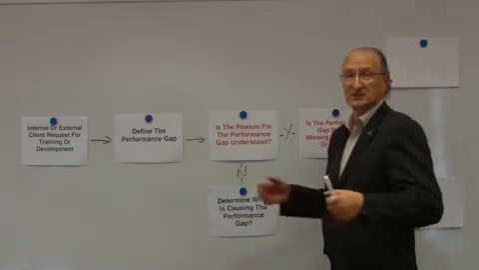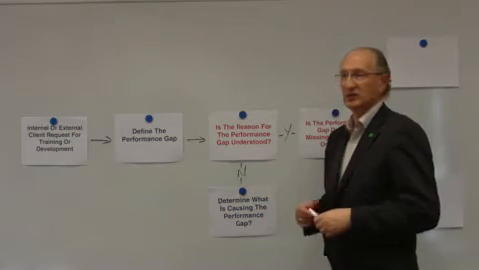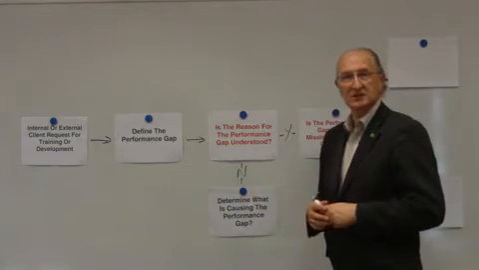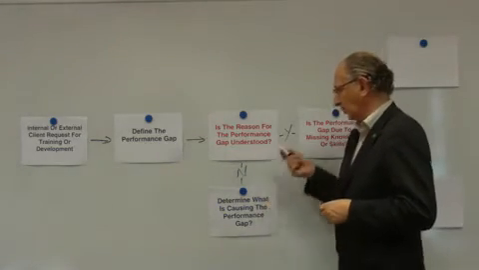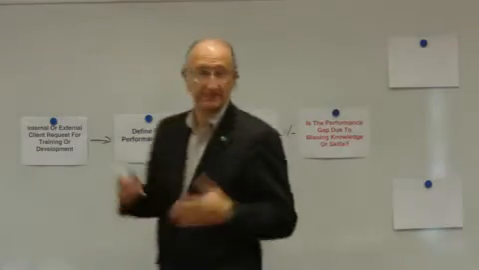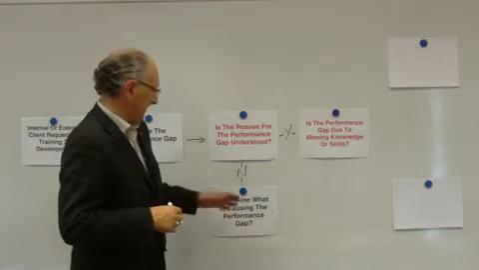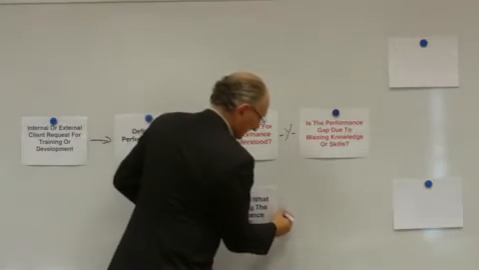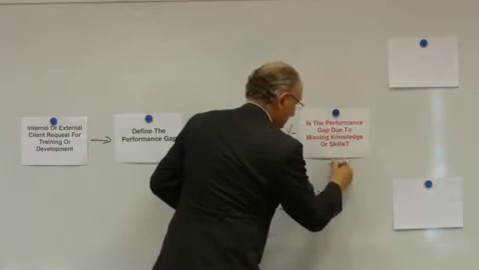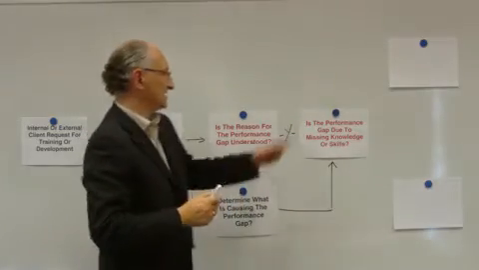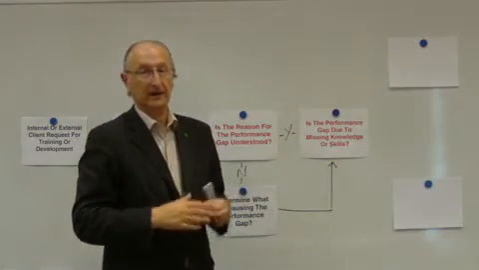And it might be to do with something, context or equipment or problems in terms of where the person is working. But we have to determine what is causing the performance gap. Now, once we've done that, once we've determined the cause of the performance gap, then obviously that leads us back to this question. Is the performance gap due to missing knowledge or skill?